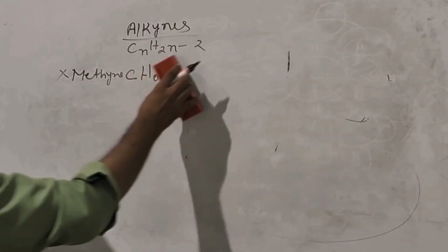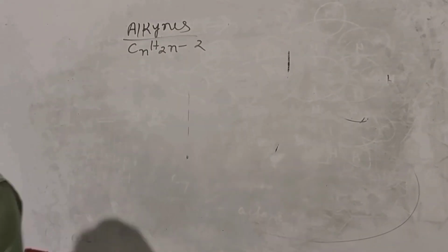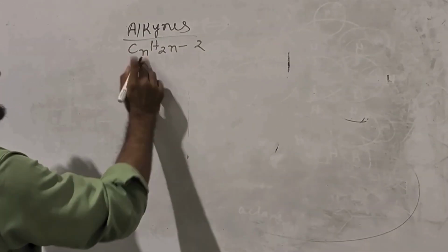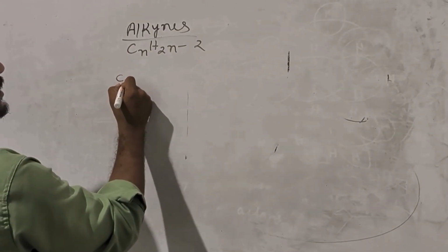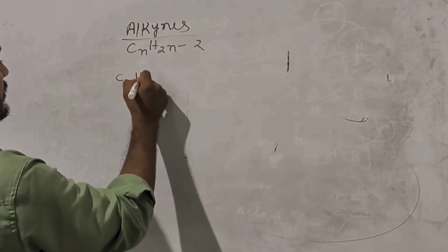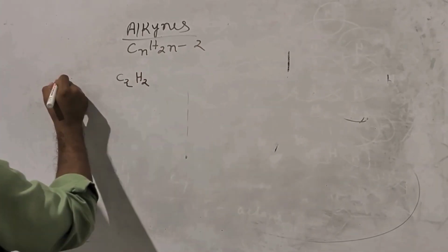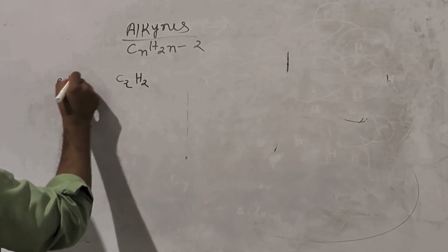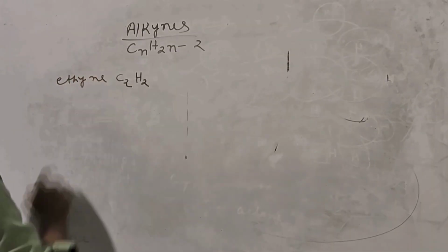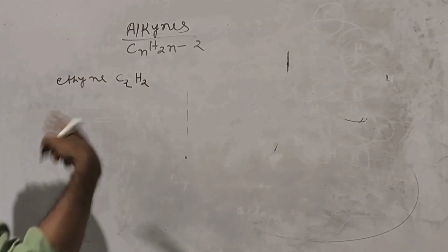So we have to go for the second carbon. If you place 2 here, C2 will be H 2 times 2, 4, 4 minus 2, 2. This is the formula of ethyne. Now check for propyne.